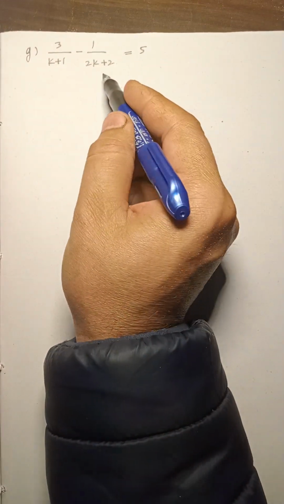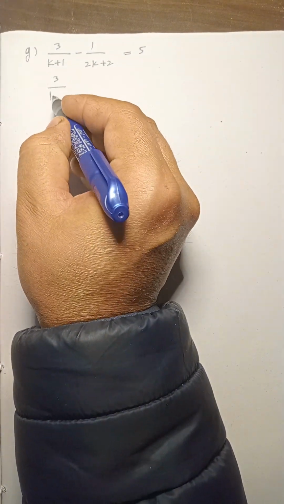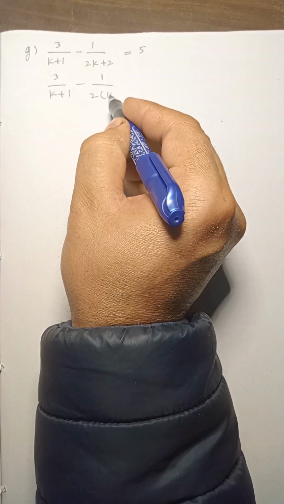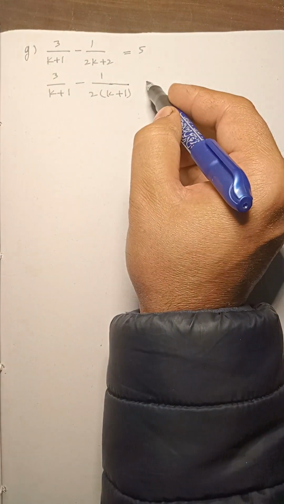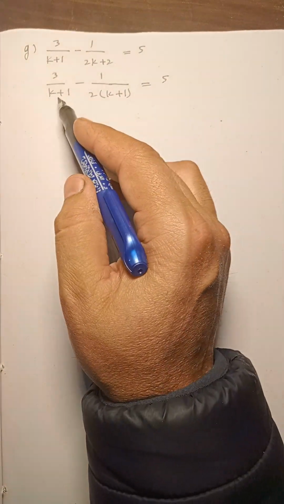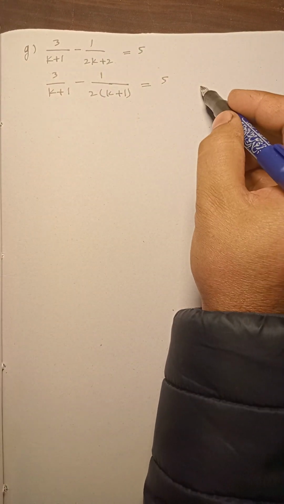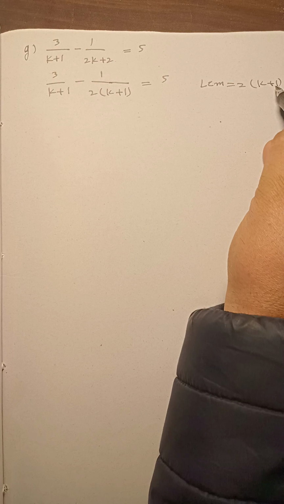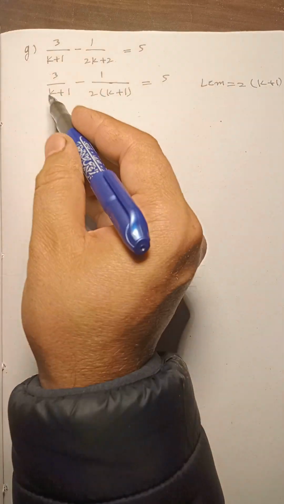Dear students, see here, this denominator is complex to some extent. First make this denominator simple, and it will become simple after taking 2 as common. k plus 1 will remain inside the bracket after taking 2 as common, is equal to 5. Now take the LCM of these two denominators. k plus 1 is common in both and 2 is not common, so its LCM will become 2 into k plus 1.